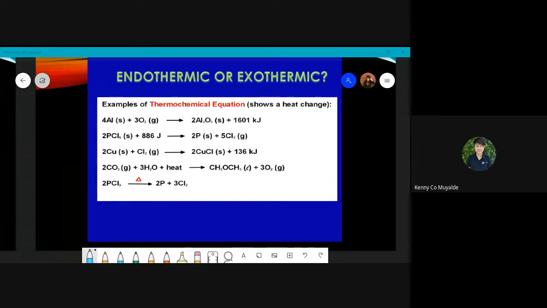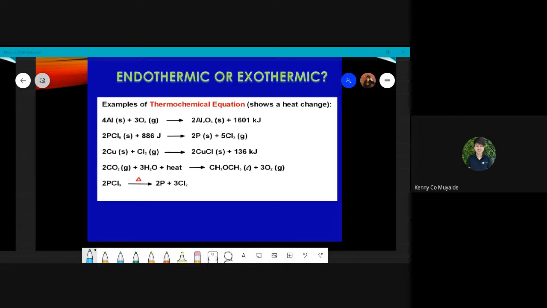Okay, tama ang sagot ng lahat. X for exo kasi ang heat or ang ating unit of energy is in the product side. So, exothermic. Next, number 2. Is it endo or exo? N for endo, X for exo. Okay, correct. Lahat ay tamang sagot. Endothermic siya kasi may heat sa reactant side. Ibig sabihin, it needs heat in order to undergo chemical changes or chemical reaction.